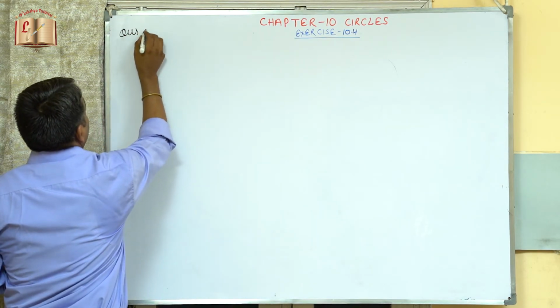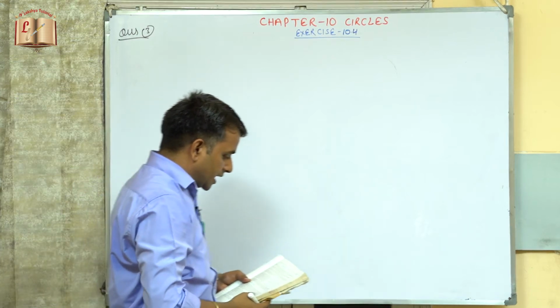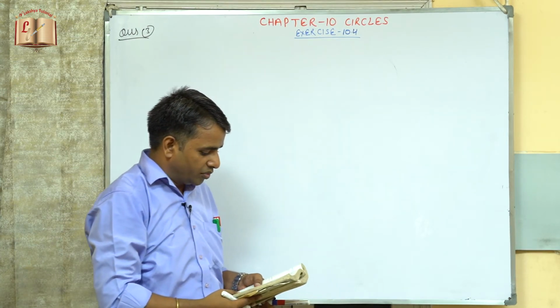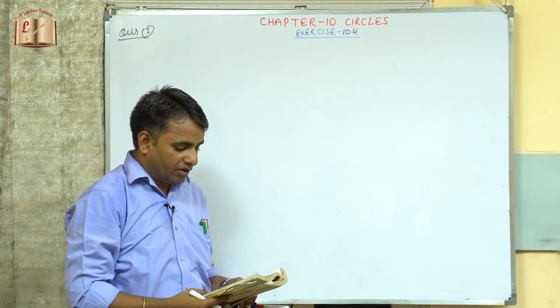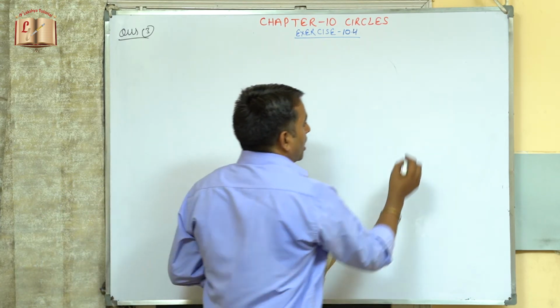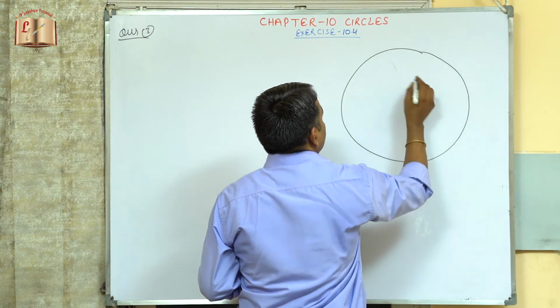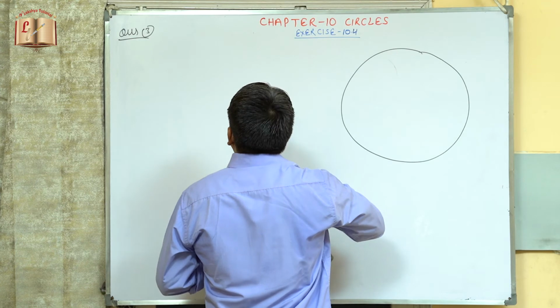Now coming to question number 3. If two equal chords of a circle intersect within the circle, then prove that the line joining the point of intersection to the center makes equal angles with the chords. This is almost similar to the previous question. So this is the circle.